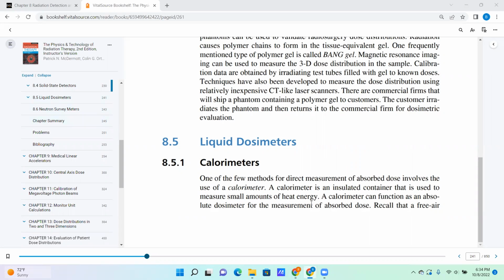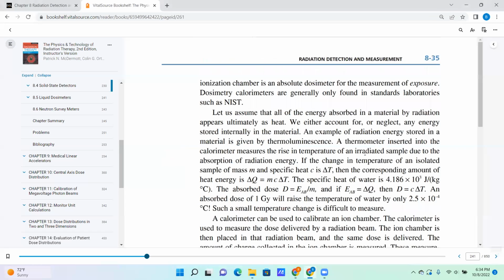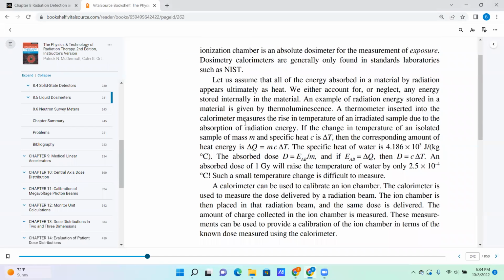So for liquid dosimeters, one of the few methods for direct measurement of absorbed dose is a calorimeter. It's an insulated container that's used to measure a small amount of heat energy. A calorimeter can function as an absolute dosimeter for the measurement of absorbed dose, just as a free air ionization chamber is an absolute dosimeter for the measurement of exposure. And dosimetry calorimeters are generally found only in standard laboratories.